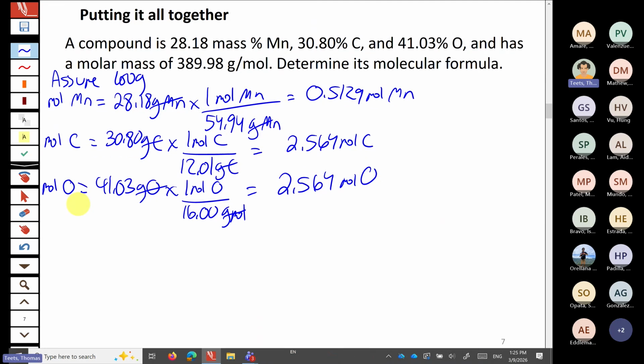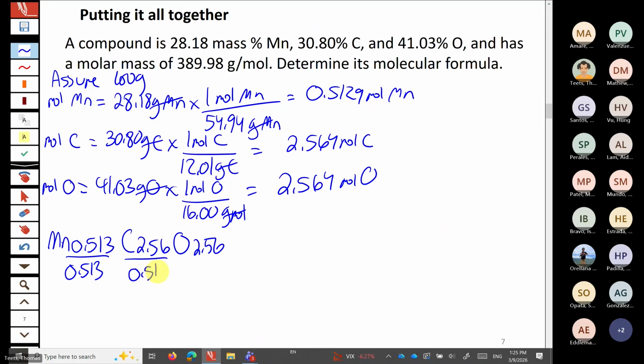And then we can convert that to an empirical formula by dividing all of them by the smallest one. So manganese, 0.513. I'll just round a little bit. You don't need that many decimals at this point. Carbon, 2.56. Oxygen, 2.56. We're going to divide all of those by the smallest one, which is manganese, 0.513. And we end up with MnC5O5. So that's the empirical formula, which is the smallest ratio of the elements, but we also want to know what is the molecular formula. That's what this problem is asking for.